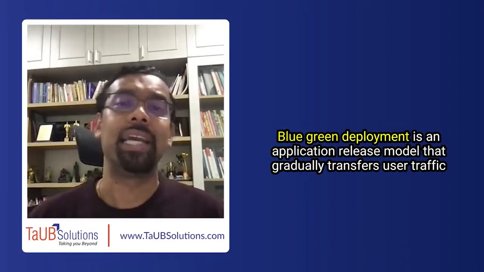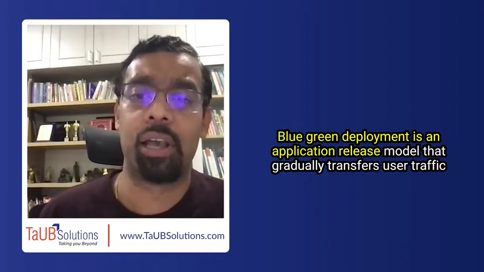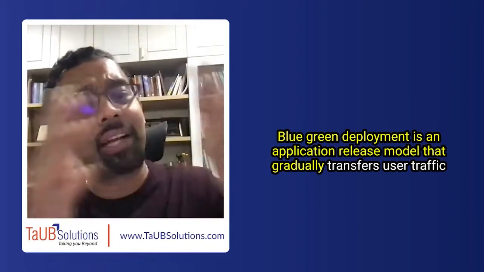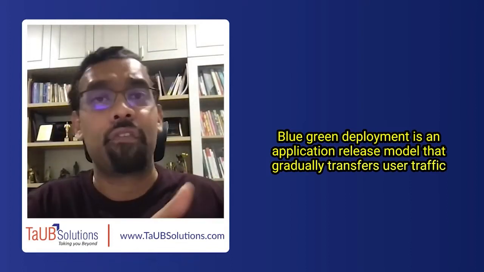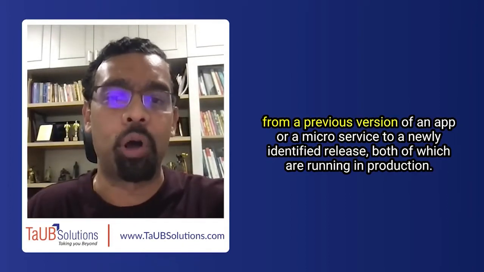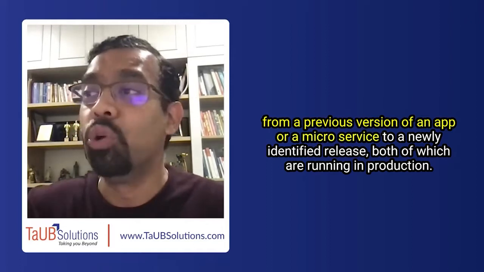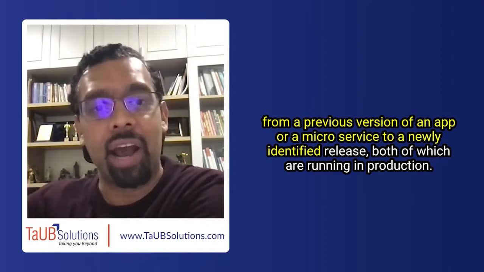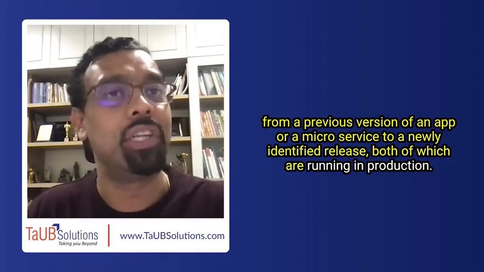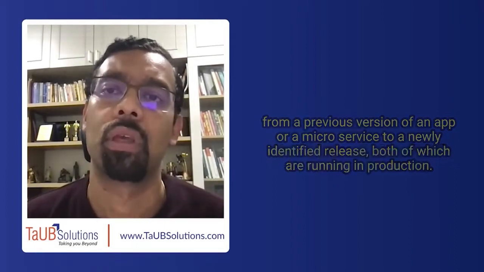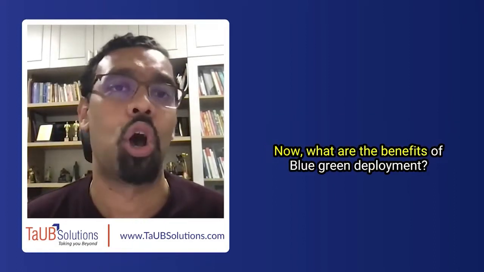Blue-green deployment is an application release model that gradually transfers user traffic from a previous version of an app or a microservice to a newly identified release, both of which are running in production. Now, what are the benefits of blue-green deployment?